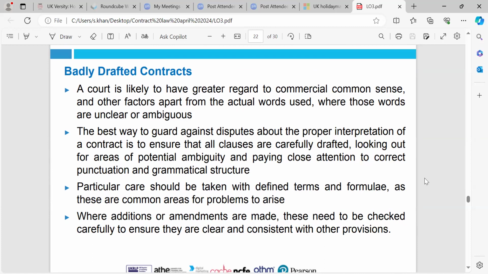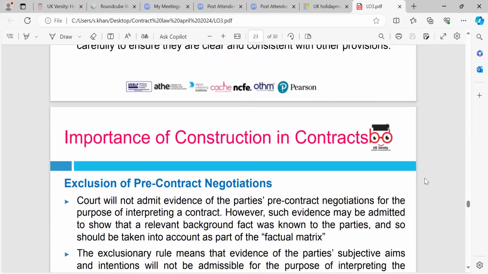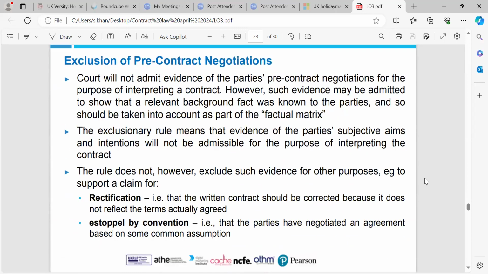The best way to guard against disputes about proper interpretation of contracts is to ensure that all clauses are carefully drafted, looking out for areas of potential ambiguity and paying close attention to correct punctuation and grammatical structure. Particular care should be taken with defined terms and formulas, as these are common areas for problems to arise. Where additions or amendments are made, these need to be checked carefully to ensure they are clear and consistent with other provisions.